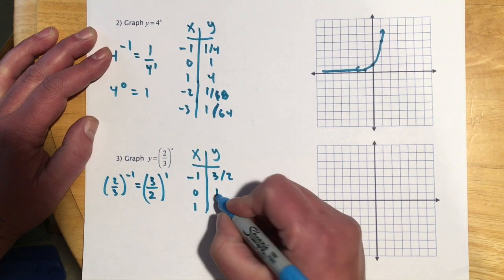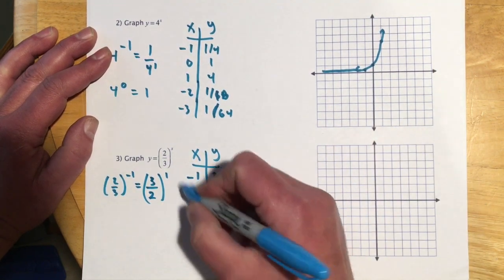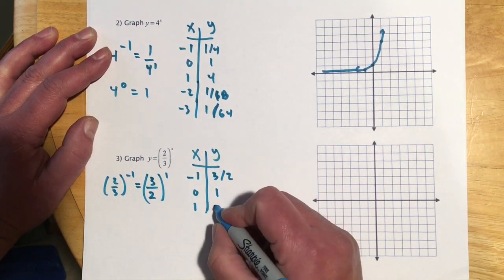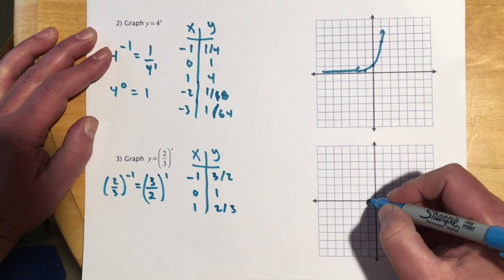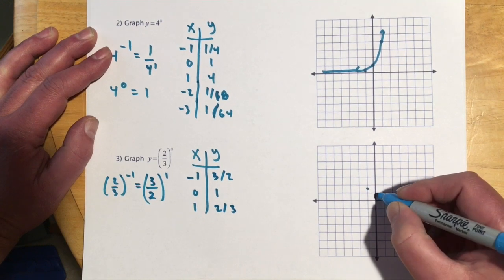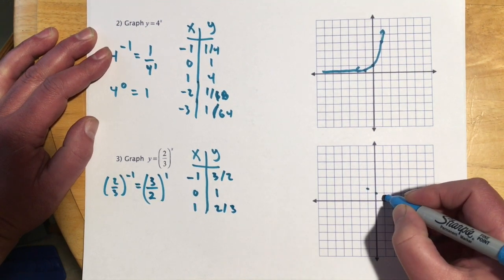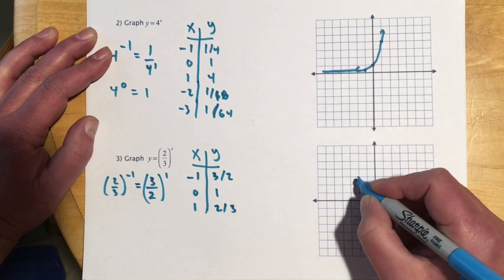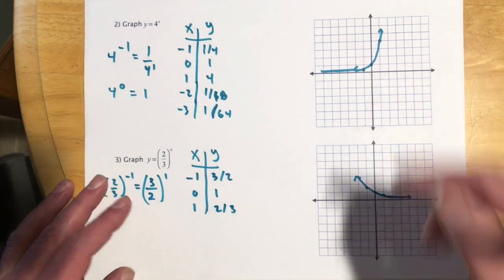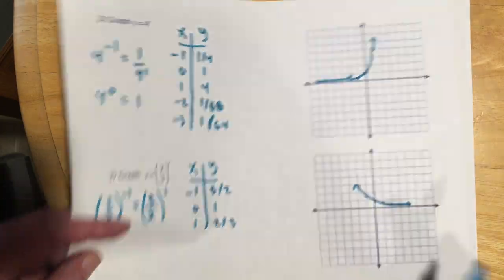Again, anything to the 0 is 1, except for 0. And 2/3 to the 1 would just be 2/3. So at -1, it's going to be 3/2, so that's 1.5. At 0, it's going to be 1, and at 1, it's going to be 2/3. So this one's trailing in the other way from the first one because of the fraction.